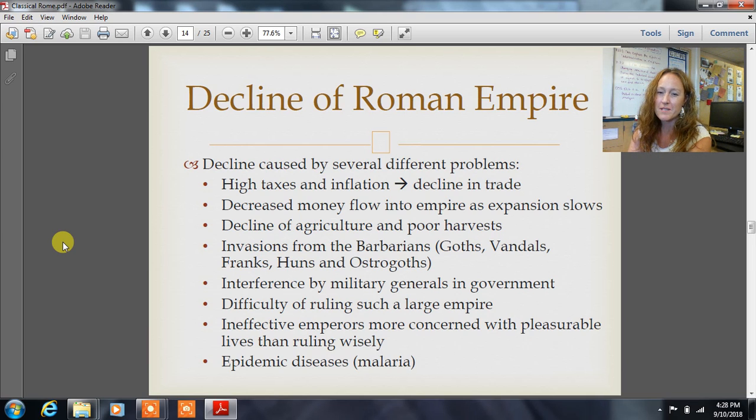There's going to be interference by military generals in the government. So when you have those really inept emperors in power, military generals will interfere. So that also leads to a lot of political instability. The question arises, who really is in charge? So this all led to difficulty of ruling such a large empire. Ineffective emperors were more concerned with pleasurable lives than ruling wisely. So that means they were not spending money wisely, keeping themselves entertained, as opposed to making sound government decisions to maintain the empire. And you'll also have epidemic disease, and we'll see this come up quite a bit this year, that sometimes disease is a factor in weakening political stability.